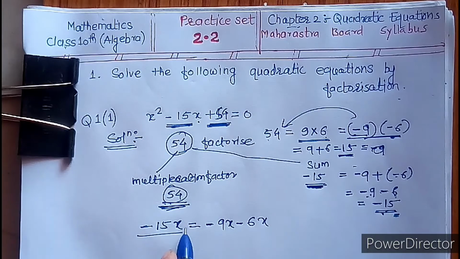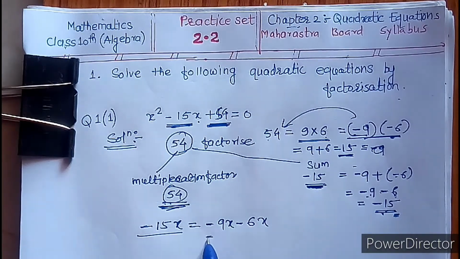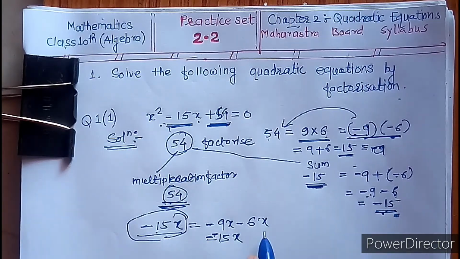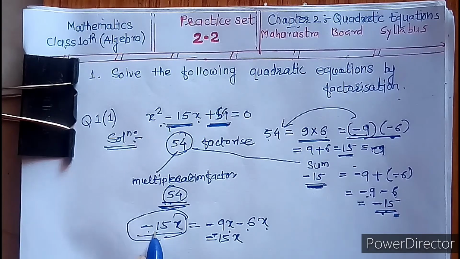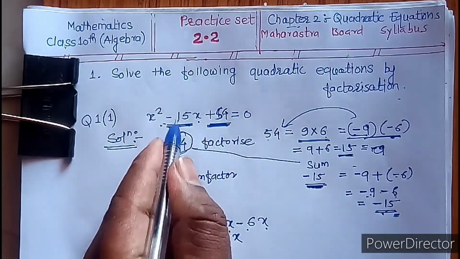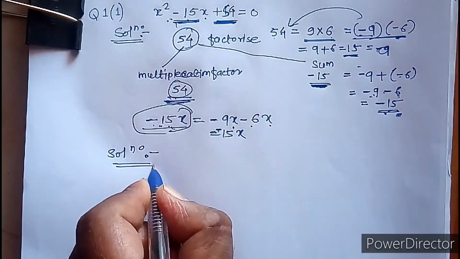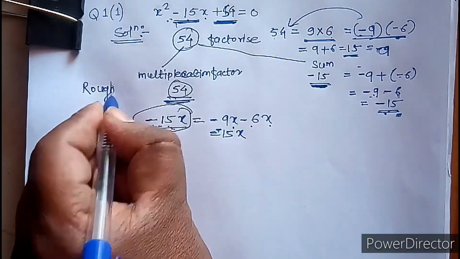Now here minus 15x equals to minus 9x minus 6x, means we can write minus 9x minus 6x instead of this minus 15x. Now we can solve this problem. The solution part, the original solution part, starts here. Now this is the rough part, the complete rough part.